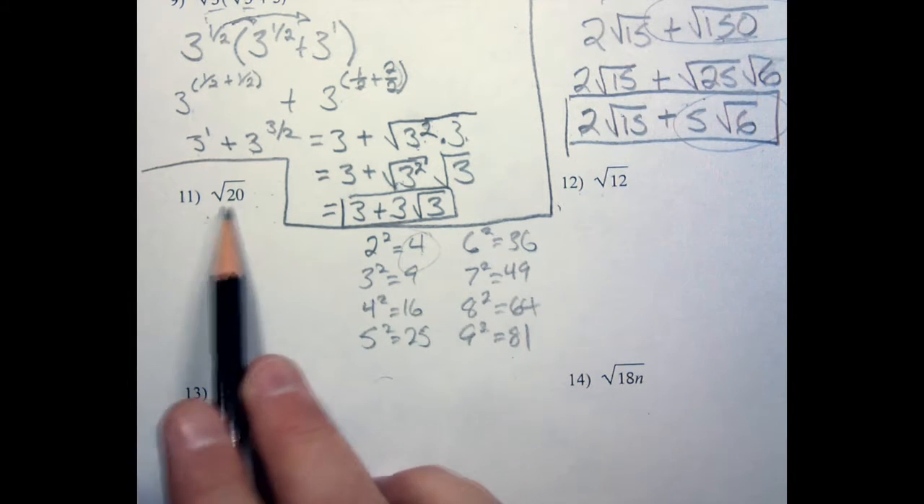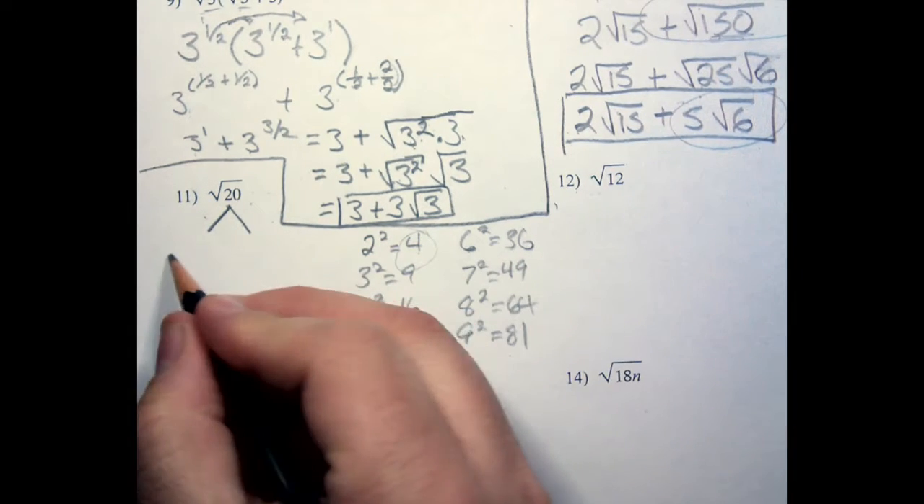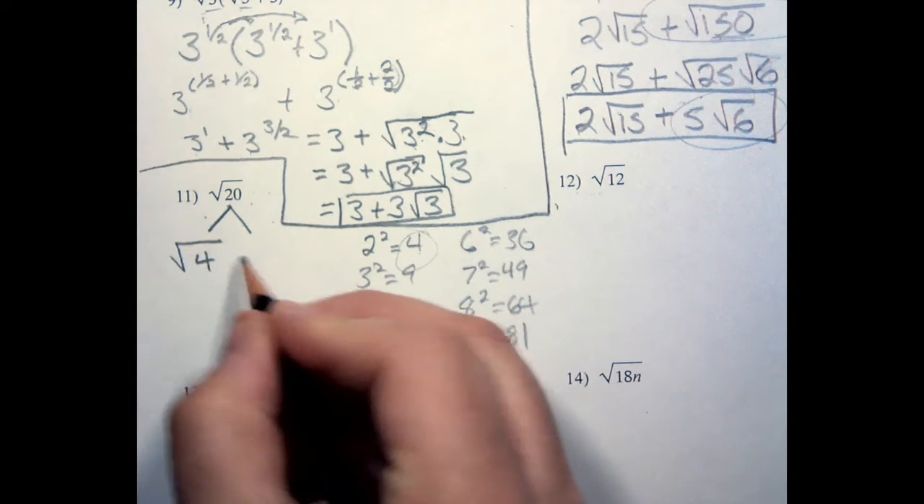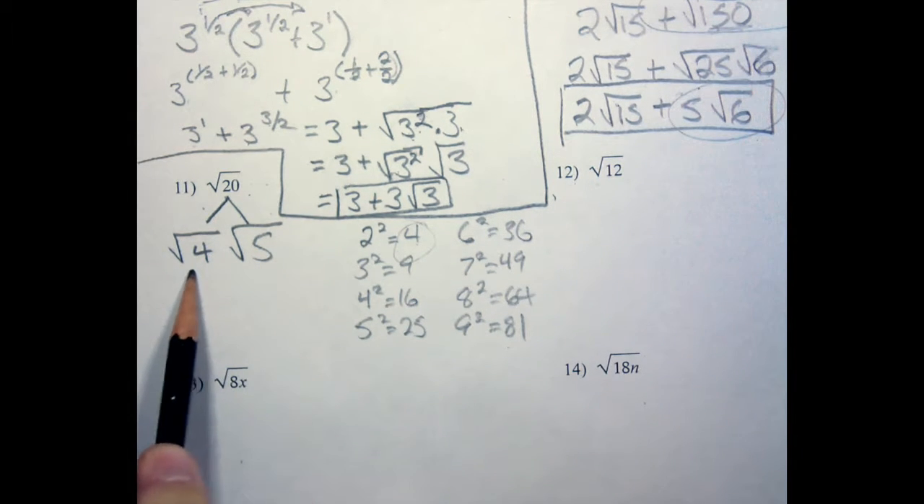Does 4 go into 20? Yes. So I could think of this like this. The square root of 20 is the same as the square root of 4 times the square root of 5, right? Because 4 times 5 equals what? 20. Now, what is the square root of 4?